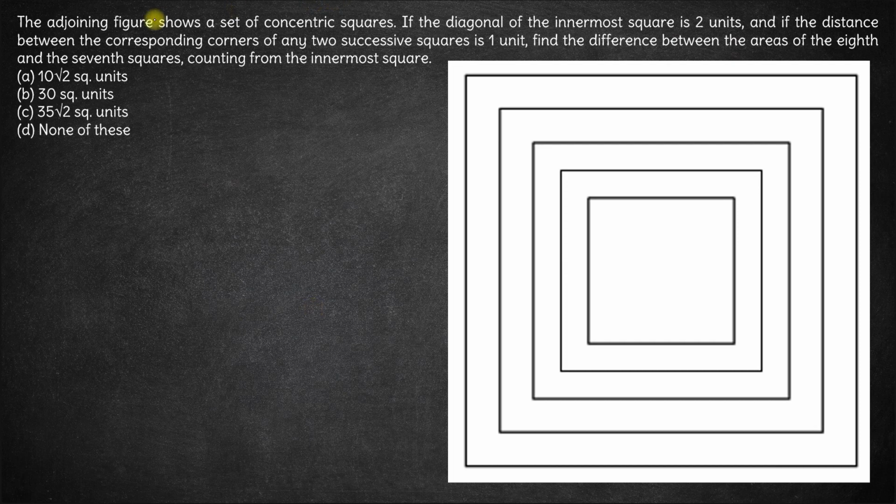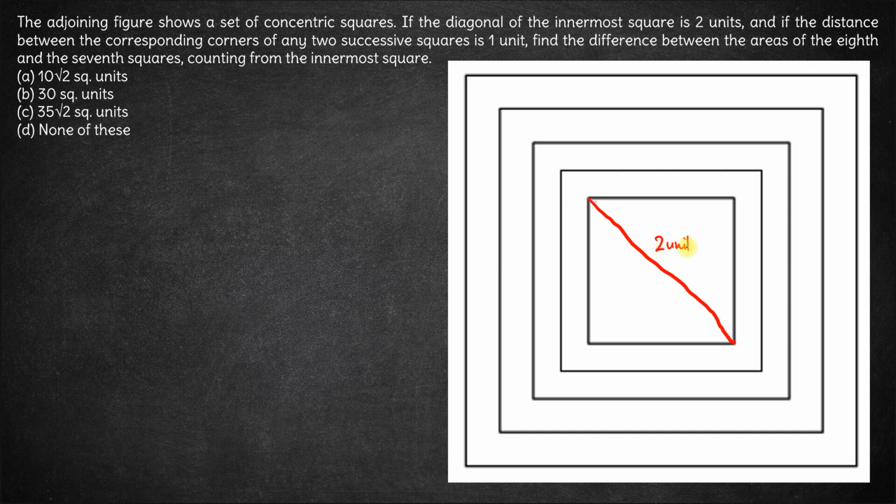Hi, here we have the adjoining figure shows a set of concentric squares. If the diagonal of the innermost square is 2 units and if the distance between the corresponding corners of any two successive squares is 1 unit. Okay, so it's given that the diagonal of the innermost square is this, is the diagonal, and this is 2 units.